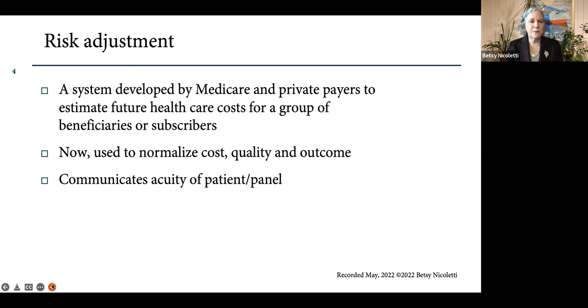So what is risk adjustment? It is a system that was developed by Medicare and private payers to estimate future healthcare costs. So they had a group of beneficiaries or subscribers, and they said, how much is it going to cost us to care for these people next year? What is their care going to cost? And they used this model that we're going to talk about to estimate what those future costs are. Now it's used to normalize cost, quality, and outcomes in some of our contracts. It communicates to the payer how sick this patient is and our entire panel of patients.